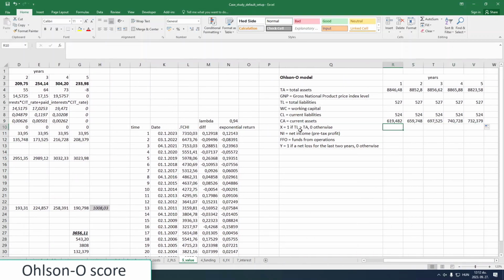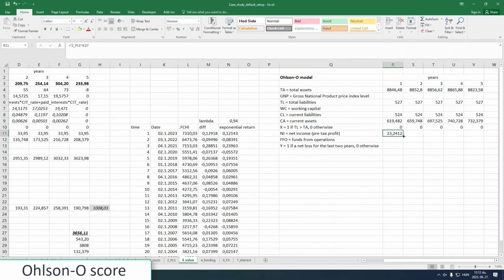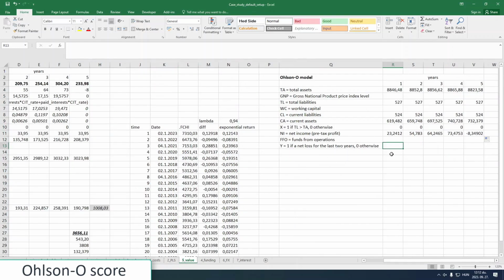Did we have a year when the total liability was bigger than the total asset? Practically it means that the equity was negative. Luckily we did not have anything, so it will always be 0. If it's not 0, then we died. Pre-tax profit, this thing here. And if the net loss of the last two years was... did we have a net loss? Nothing, so let's say it's 0.